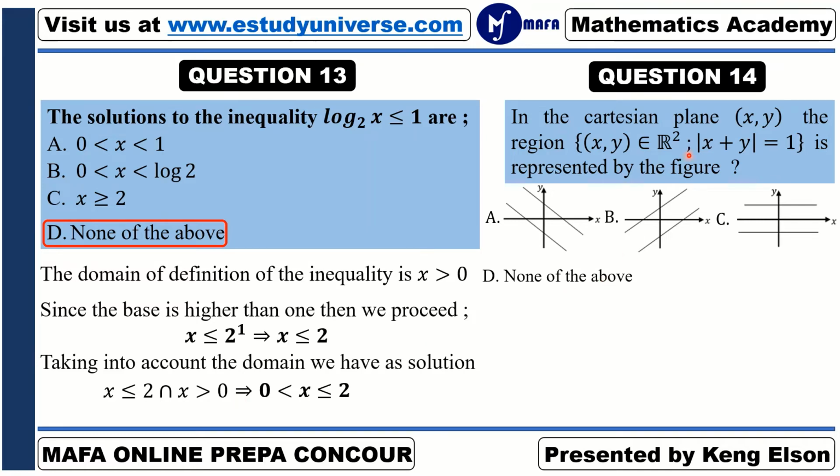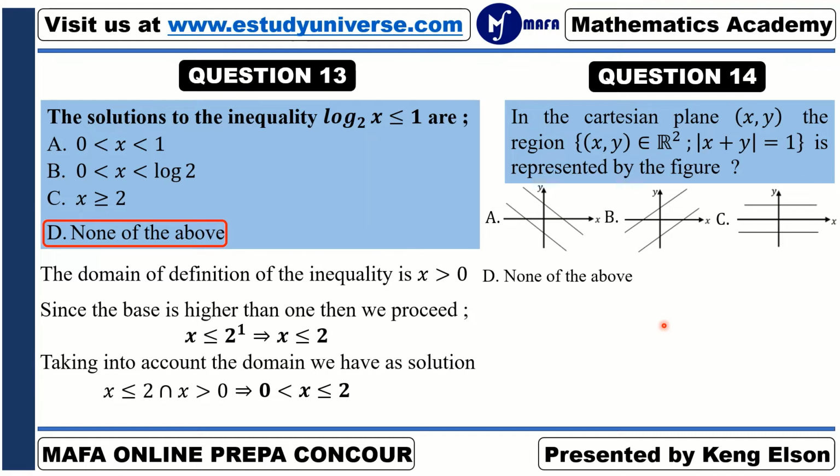All right, question 14. In the Cartesian plane xy, the region of couples (x, y) belonging to R squared. This just means that x is in R and y is in R. That's why if you write it as a couple, it's (x, y) in R squared. Okay, now the absolute value of x plus y is equal to 1.